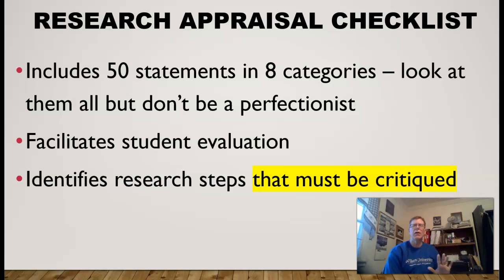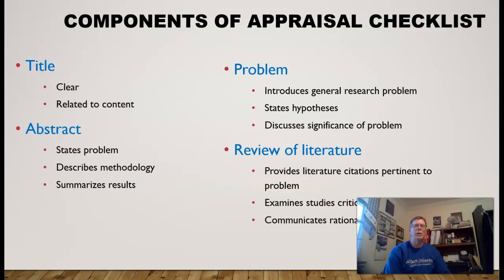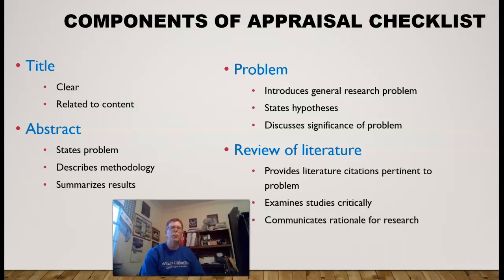So sort of like that outline summary I just showed you, this very detailed checklist has 50 statements and 8 categories. Again, look at them, but don't be a perfectionist. Don't get hung up on this. It doesn't need to be that much. Let's look at the components of this relative to how this is laid out. Let me move over here so I'm not in the way. Again, sort of subsumed in those 3 screenshots that I had.